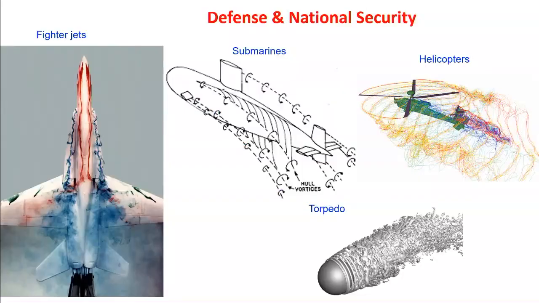Another example is in defense and national security. This is a fighter jet. You see a visualization of vortices on the airplane, which affects the aerodynamic performance. In the case of submarines, we want them to be very quiet, and if you understand the vortex dynamics, you can address the problem of noise generation, even drag. The same applies to torpedoes, and noise generation in helicopters. So these flows are very relevant, and vortex dynamics is very important to understand.